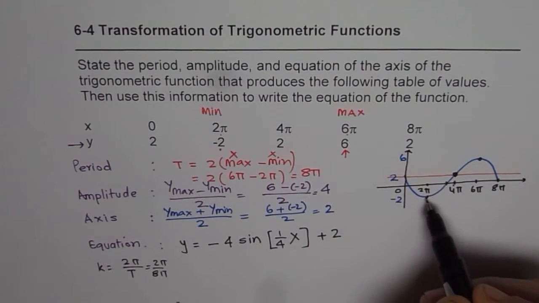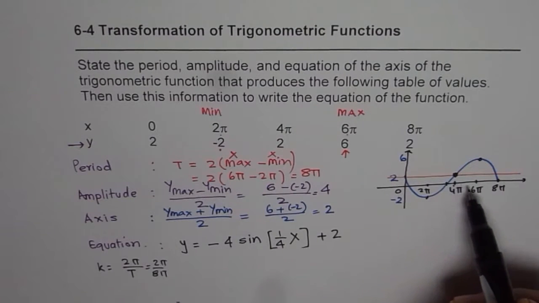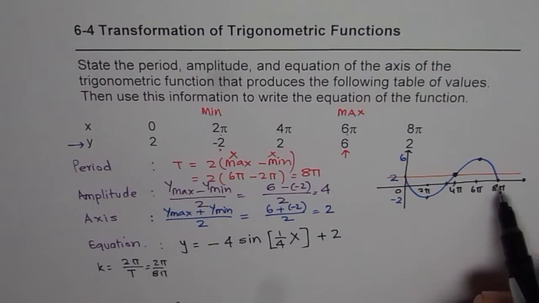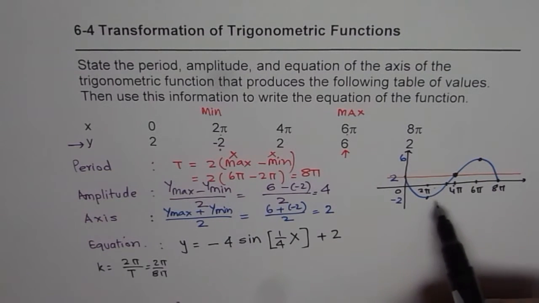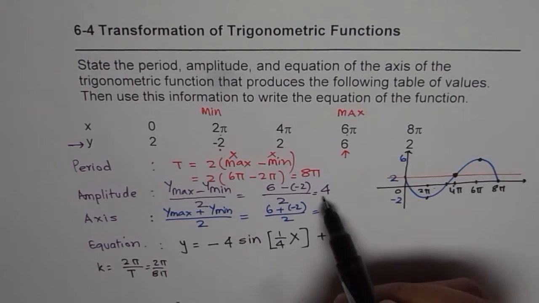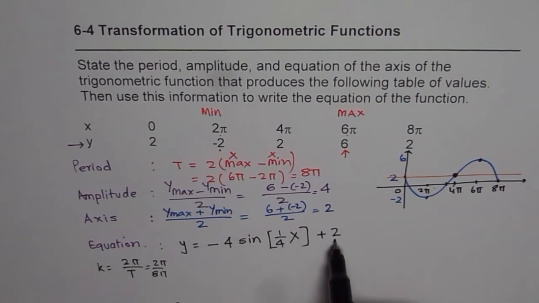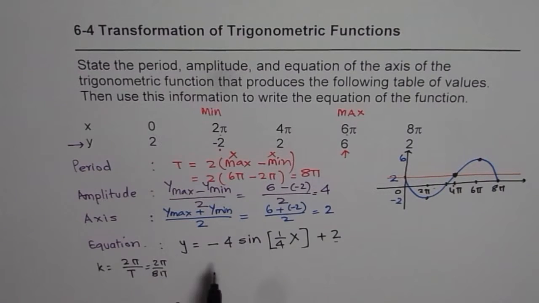The sine function is horizontally stretched by a factor of 4, and that is why instead of 2 pi, the time period is 8 pi. Vertically, it is stretched by a factor of 4, and therefore we have an amplitude of 4. The axis is 2, so it has been translated 2 units up. Do you see that? Our equation represents the data.